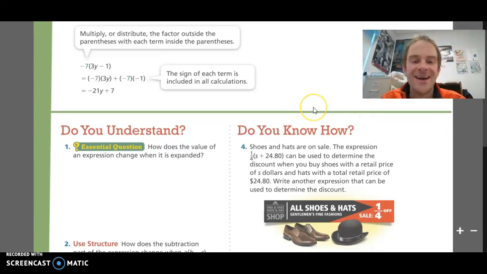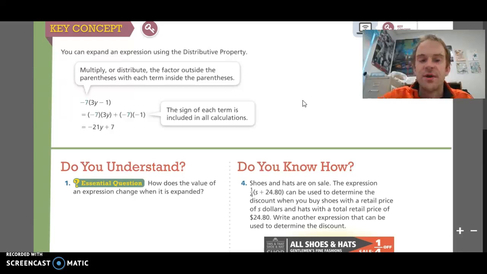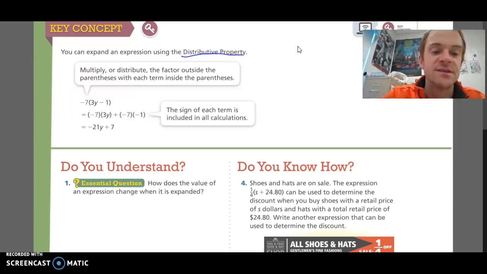So we are going to look at how to expand expressions. And expanding expressions is really just utilizing our skills and our knowledge of how to use the distributive property. So when we say expand expressions, we really just mean use the distributive property. And so we have to remember what that means. And you can see this is a nice little rundown.